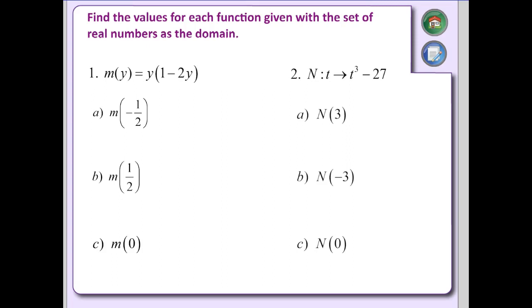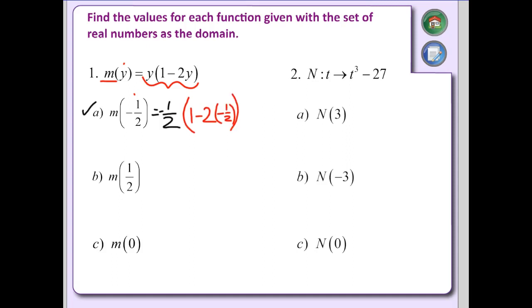If you notice, this time, they gave me my domain in function notation. Okay, function notation. So I have to do the math three times for number 3. Remember, this is function m. The variable involved is y, and this is the equation. So when I go to letter A, wherever I see a y, I need to plug in negative 1/2. So this is what it's going to look like. We have negative 1/2 for the first y, and then in parentheses, we have 1 minus 2 times negative 1/2.